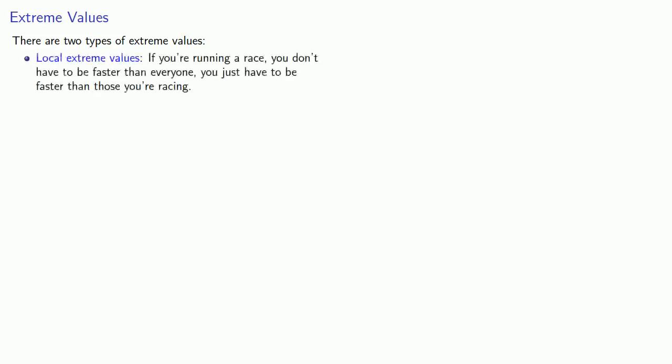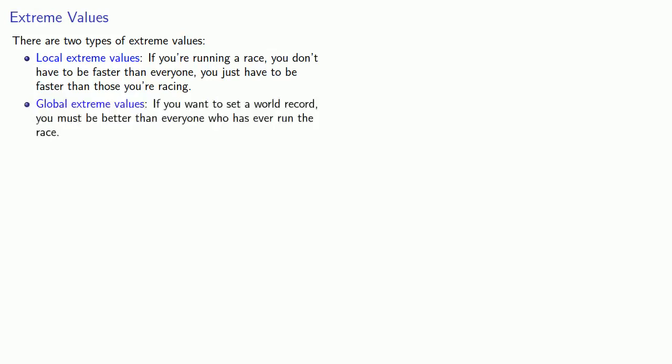It's convenient to distinguish between two types of extreme values. First, there are local extreme values. If you're running a race, you don't actually have to be faster than everyone. You just have to be faster than those you're racing against. Then there's also global extreme values. If you want to set a world record, you must be better than everyone who has ever run the race.